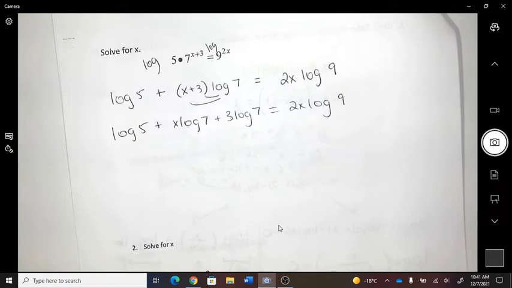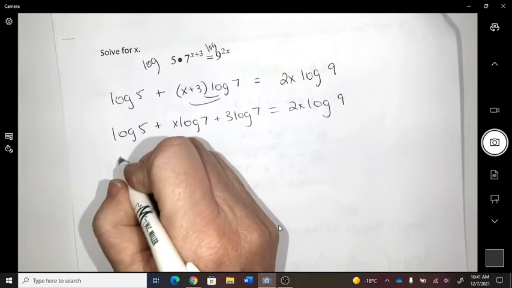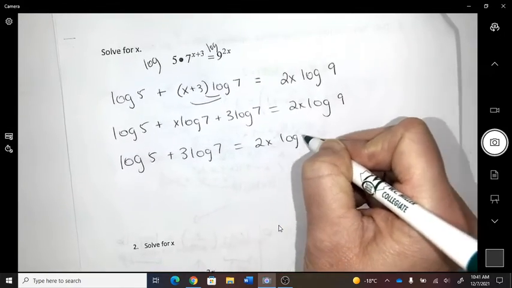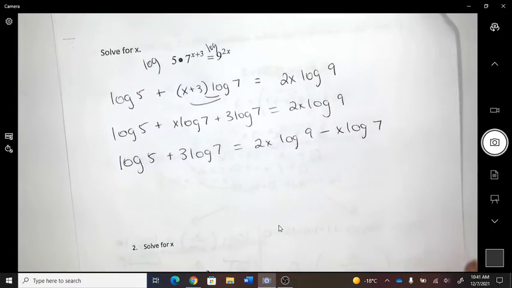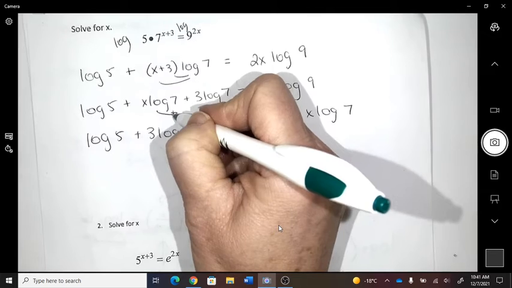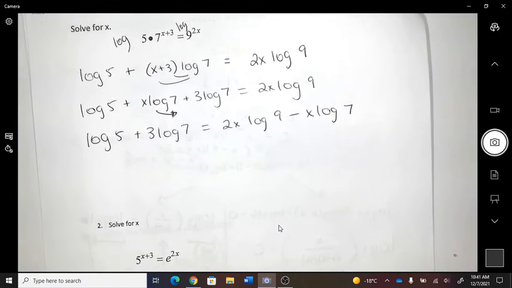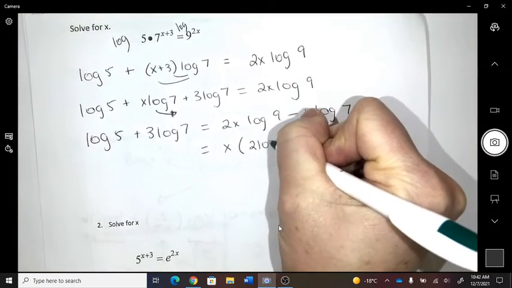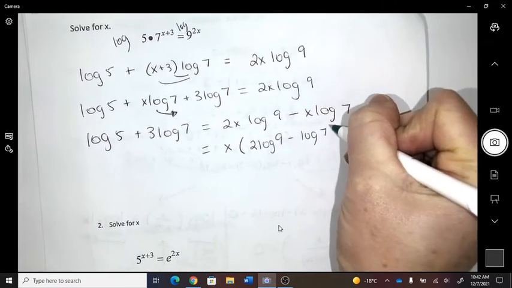When you get to this stage, everything that contains an x will be on one side of the equation. Everything that doesn't contain an x will be on the other side. So all I did was move that. Once you have all of the x stuff on one side, you can GCF an x out.